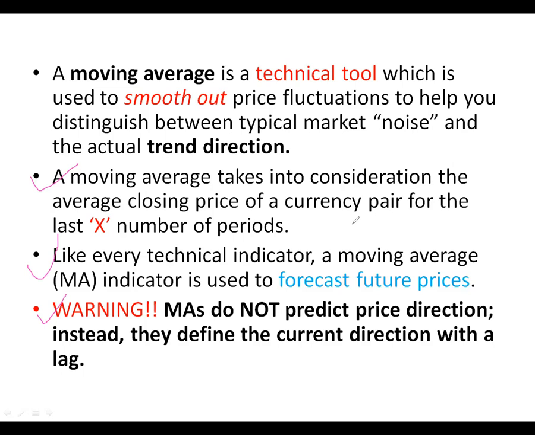But as technical traders, we know that once we can analyze that by getting some data, we will be able, based on that data, to make predictions into the future. So that is why the third point here says that, like every technical indicator, a moving average indicator is used to forecast future prices. So we base on the past prices to forecast or to predict future prices. That is what moving averages do.